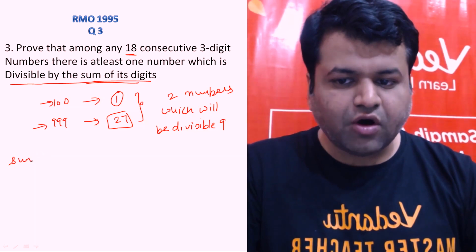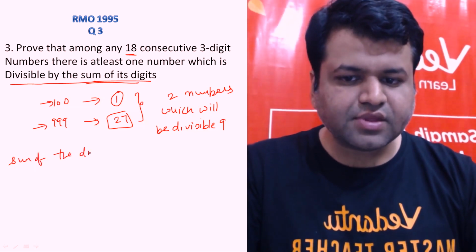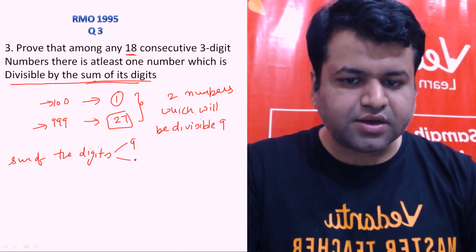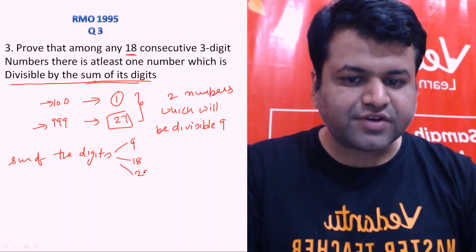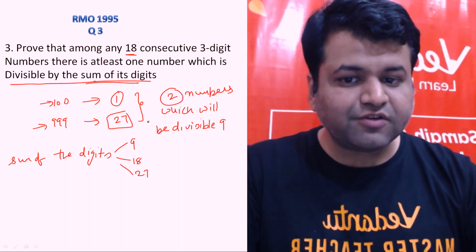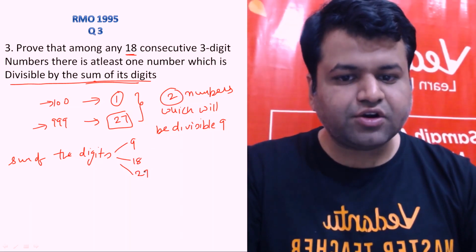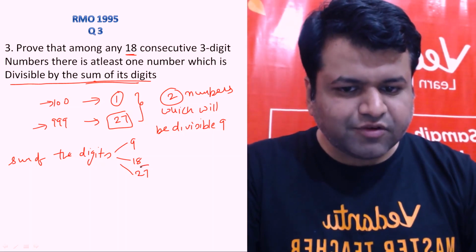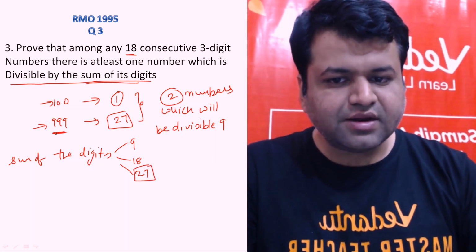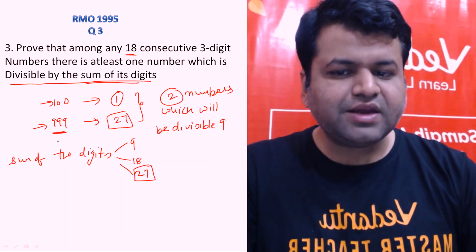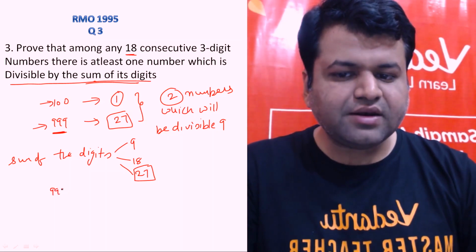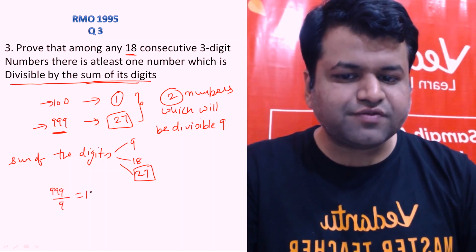So the sum of the digits can be either 9 or 18 or 27. These are the three possibilities for these two numbers. Let's take the case where the sum of digits is 27. Then the only number possible is 999. If you calculate, 999 itself is divisible by 27, because 999 upon 9 gives us 111, right?